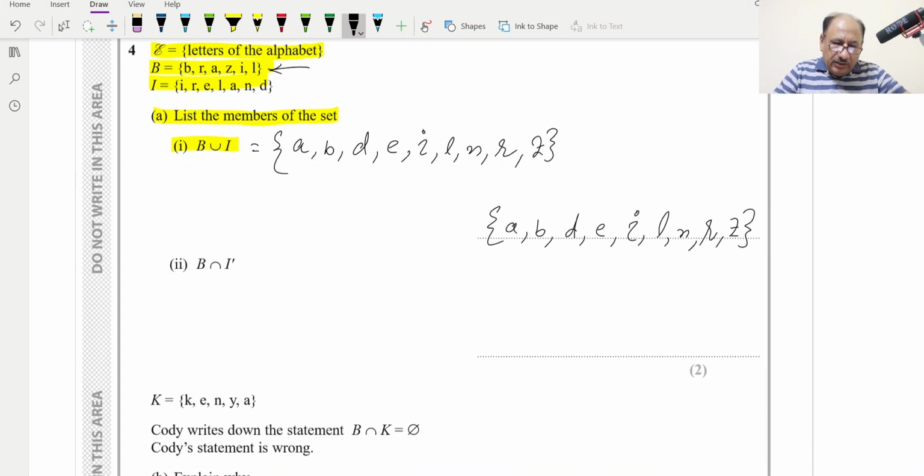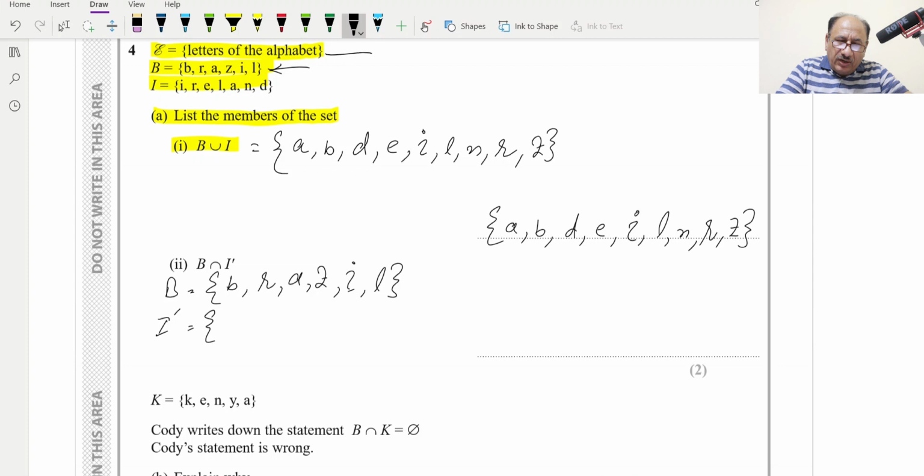So B we already have, so we can write B is equal to, B is provided, we will rewrite B: R, A, Z, I and L. So this is B. Now we can write I complement. I complement means we will be removing I's members from the universal set. So the remaining will be from all alphabets. You know, the universal set is the letters of the alphabet, this one. So from these letters of the alphabet we will remove I.